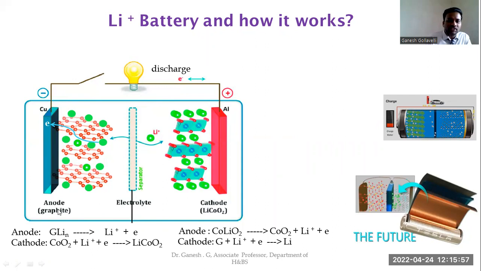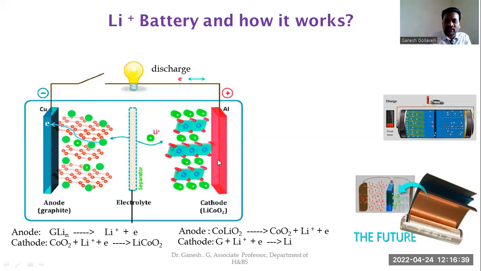Let us see what the anode is here. The anode is made up of graphite intercalated with lithium. At the anode, G means graphite, and it has been intercalated with lithium. Here, the red dots represent the graphite, and the green ones represent the lithium. Lithium has been intercalated between the graphene layers. The graphite is coated on top of the copper foil. Here you can see this is the copper foil. On top of the copper foil, we coat graphite material to make the electrons flow easily.